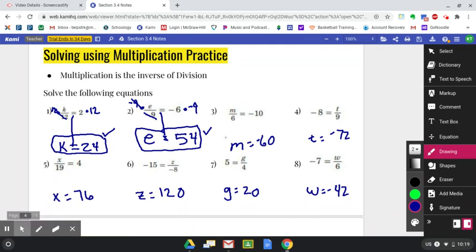So for number 3, we should get negative 60, right? Because a negative divided by a positive is a negative. So that checks out here. Negative 72 divided by positive 9 is negative 8.